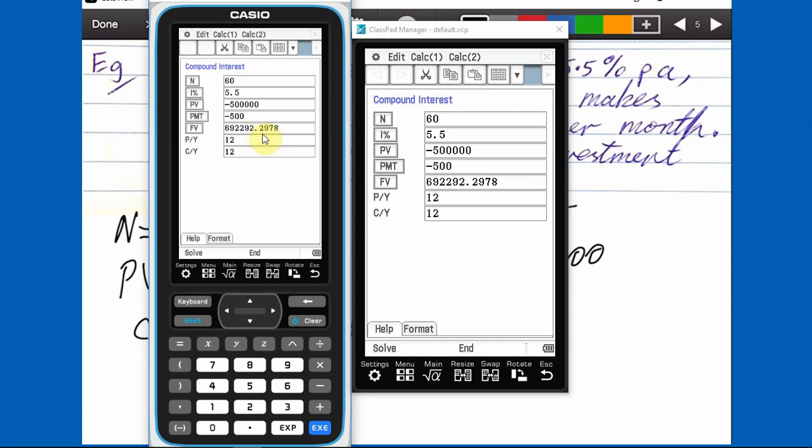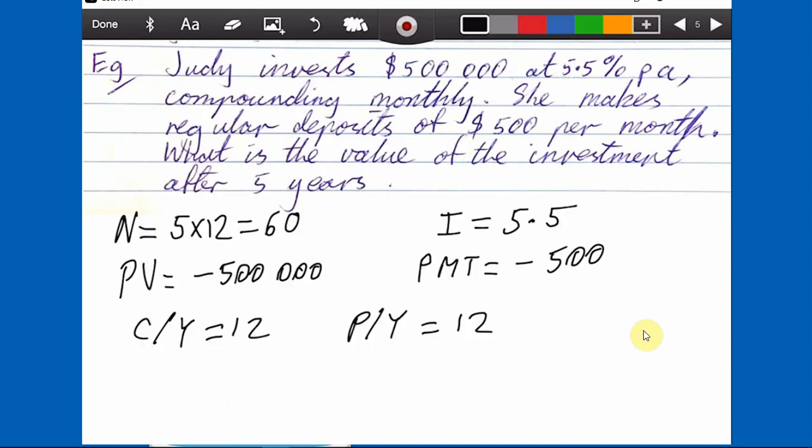692,292.29 78. So again, we've got to round this up, so we round from 29 cents to 30 cents. One more cent on top of 29 is 30 cents. All right, so there it is. $692,292.30. So the amount that she has is $692,292 and 30 cents after 5 years. All right, so that's using the solver.